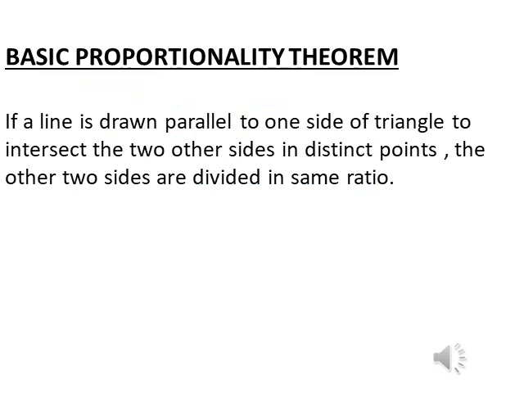Now let us learn the first theorem, that is the basic proportionality theorem, which is also known as Thales theorem. What this theorem states is, if a line is drawn parallel to one side of a triangle to intersect the other two sides at distinct points, then the other two sides are divided in the same ratio.